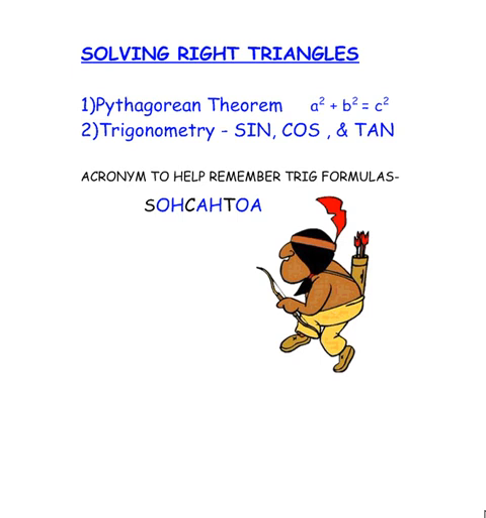Today we're going to look at solving right triangles. Not only are we going to look at solving for different side lengths, but also we're going to get inside the triangle and look at how to find the measures of certain angles. So when solving right triangles, we've got two things.